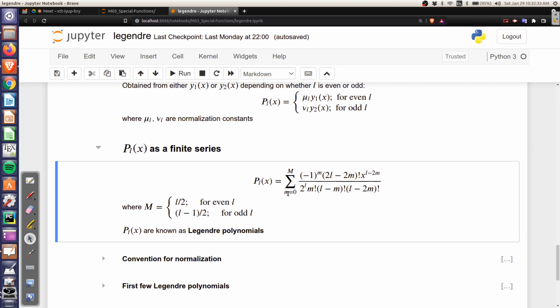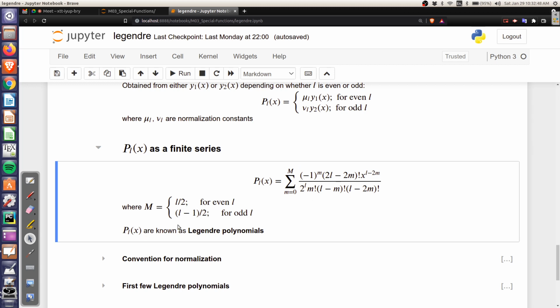And as you can see here, it's not an infinite series, it's a finite series because there happens to be an upper limit of the summation. This upper limit is m, and this m depends on whether L is even or odd: if it is even L, it is L by 2, and if it is odd L, then it is (L minus 1) by 2.